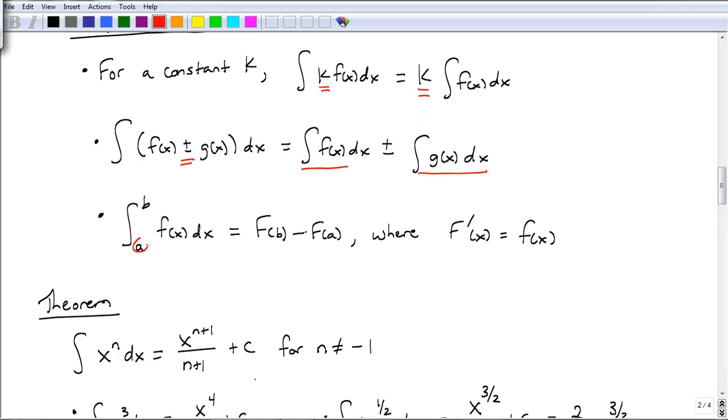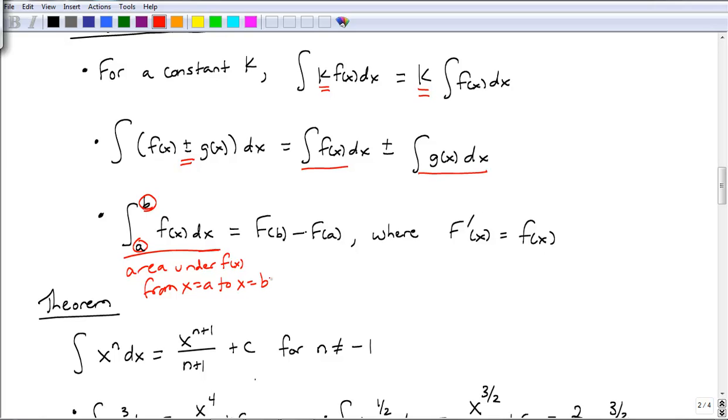And if you have bounds, that's what happens when we put numbers on this integral. This is the integral of f of x from a to b. Well, you can actually get an answer for this, because this represents the area under f of x, this is what we were looking at before, from x equals a to x equals b.